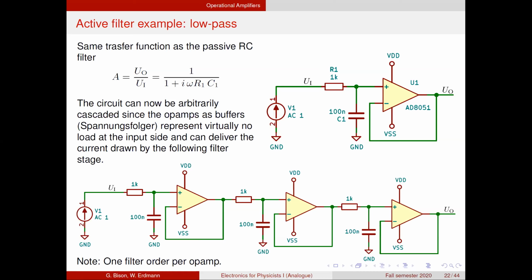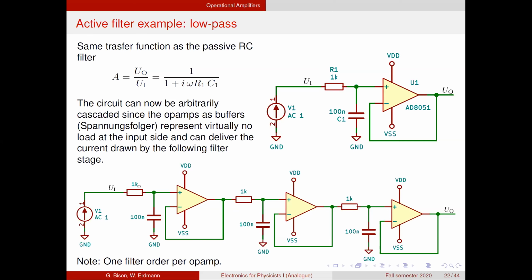We have seen before that if we make the resistance here much larger than this one, then this is not a significant load, and so on. But this becomes really difficult if you want to combine a large number of filter stages. So in principle, this is already the solution to have filters that have a really large number of stages and much more flexibility than simply an RC filter.